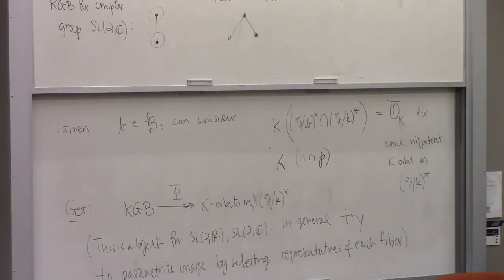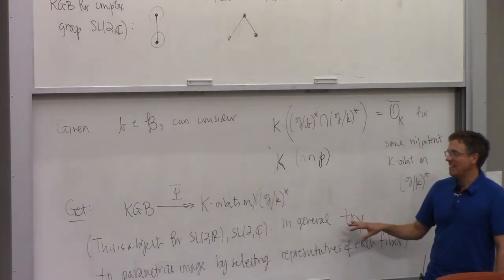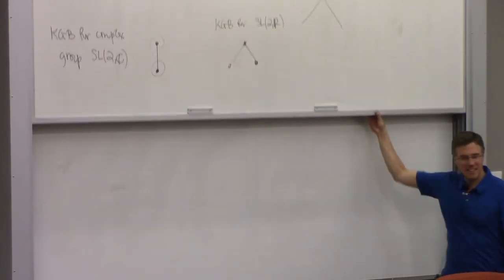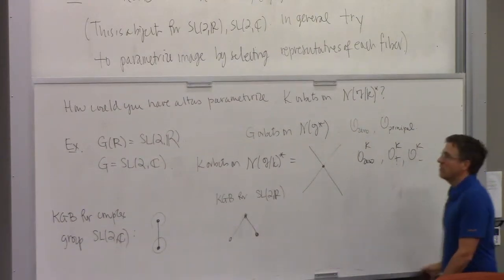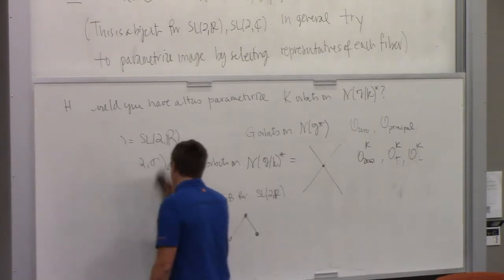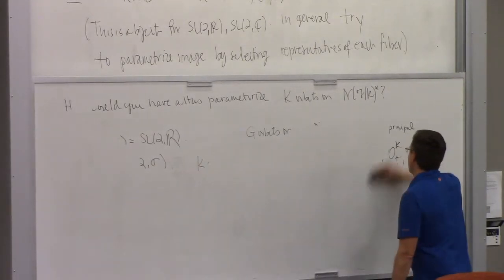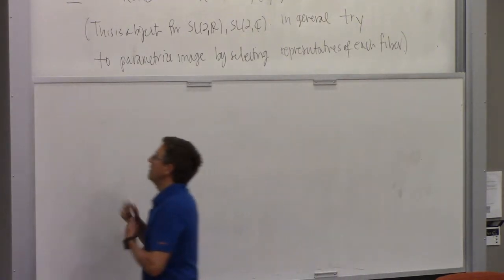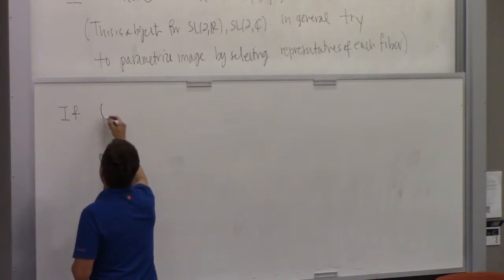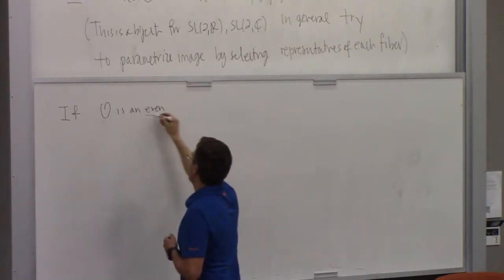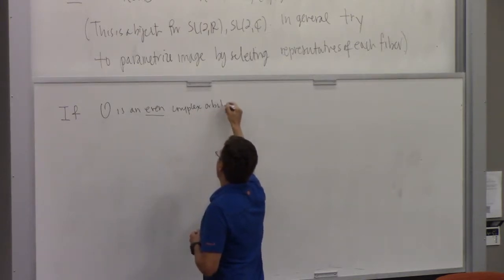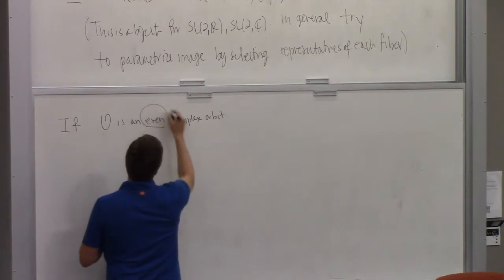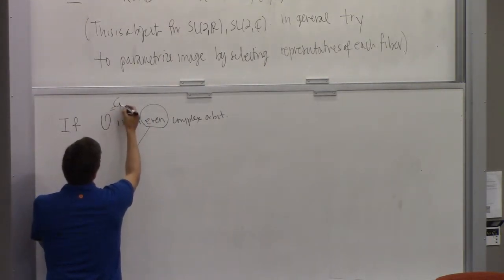Probably. So this idea probably is hopeless, I think, except it works perfectly in the setting that Jonathan will talk about, and a few other settings. So if O is an even nilpotent orbit, so what does that mean? I should explain what even means.